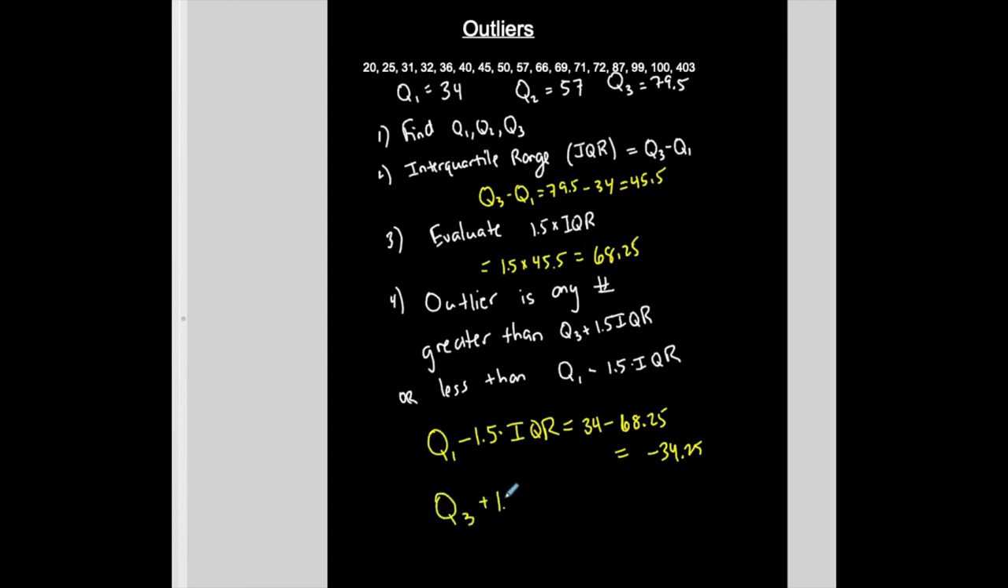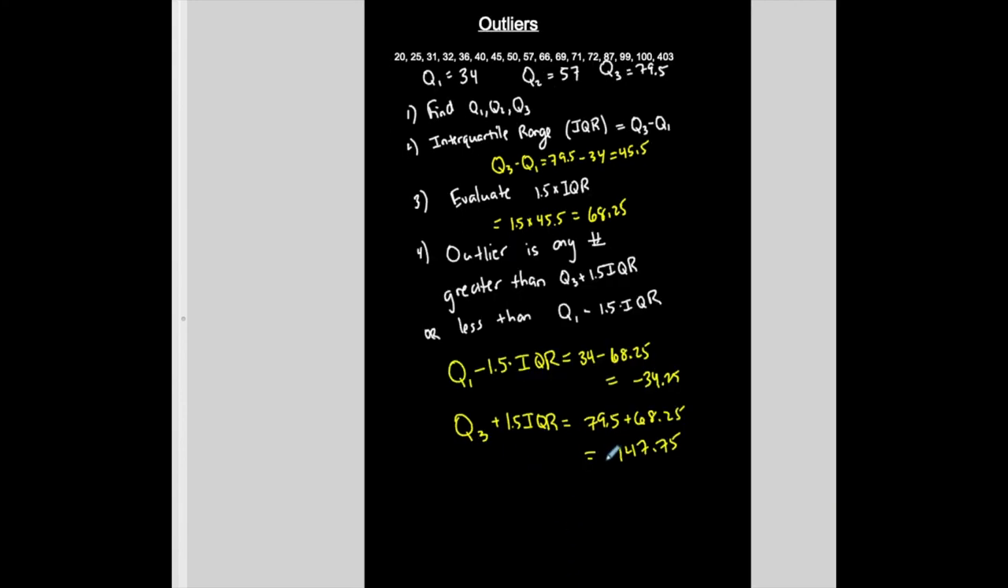Q3 plus 1.5 times IQR. Q3 was 79.5 plus 68.25. So take 68.25 and add to that 79.5. Okay, 147.75. So any number for this example that is bigger than 147.75 is an outlier. Any number from the set of data that is less than -34.25 is considered an outlier.